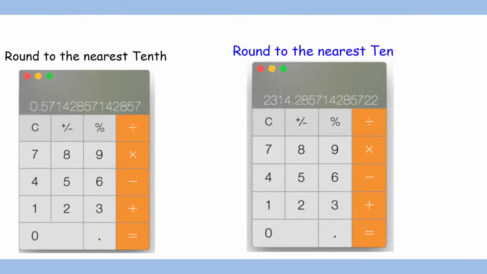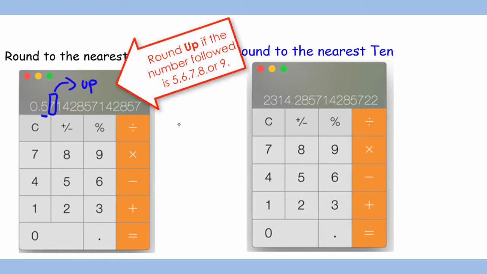In the next example, you're rounding to the tenth, which is the first decimal place value after the decimal point, and you will be depending on the hundredth. 7 tells you that you will be rounding up. So 0.57 will round up to 0.6 because the 7 carries over into the 5.